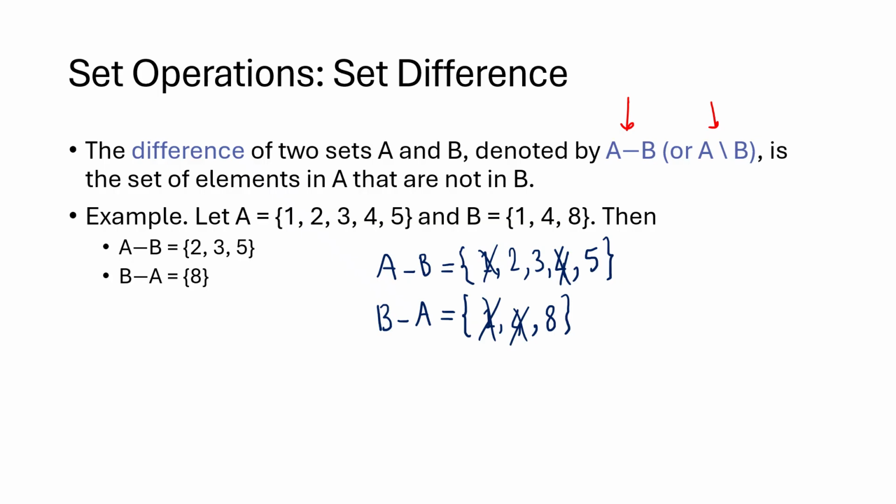Now immediately you see that unlike intersection and union, the difference between two sets is not commutative, which means that A minus B is not equal to B minus A necessarily. In some special cases, for example, if A and B are the same set, then A minus B and B minus A are equal because they're both empty. But in general, they're not equal. If you remember from previous videos, we saw that A intersection B is equal to B intersection A, and similarly for union. But for the difference, we don't have that property.